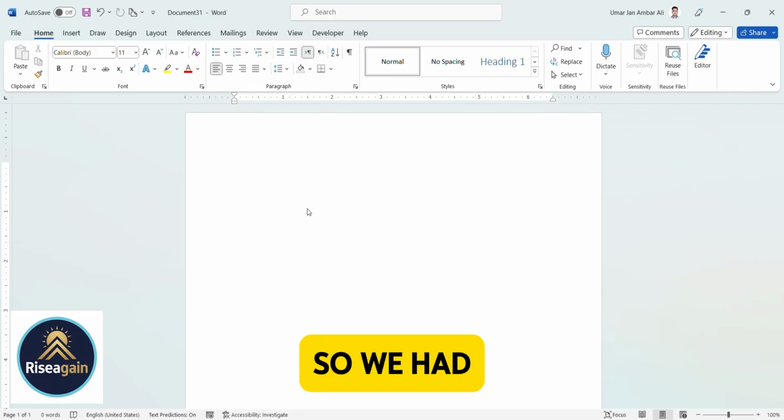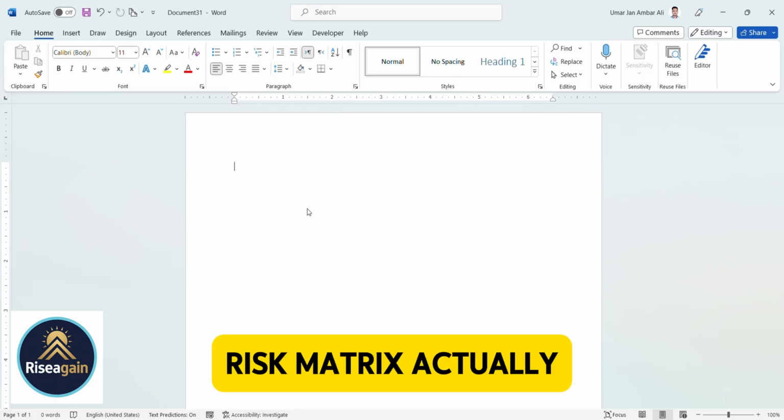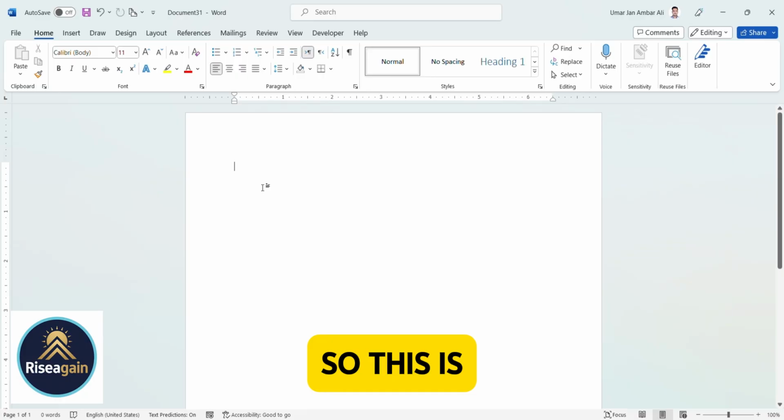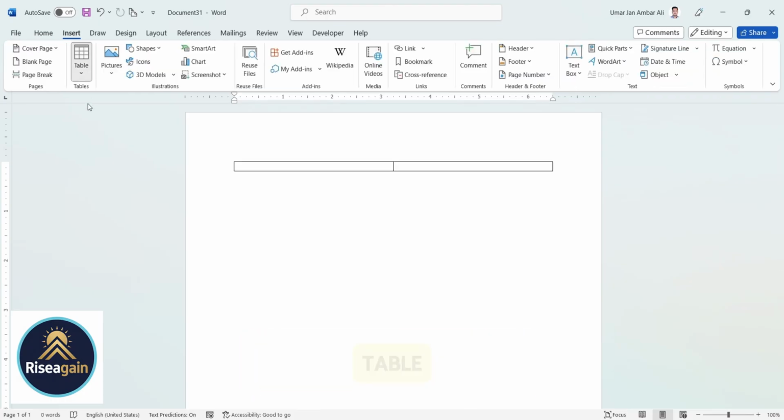Okay, so we had some confusion in the last video, and this is the same topic, which is how to create a risk matrix on your own, a 5x5 risk matrix actually. So this is a Word file. I have just opened the Word. So I will go to Insert and I will create a table.